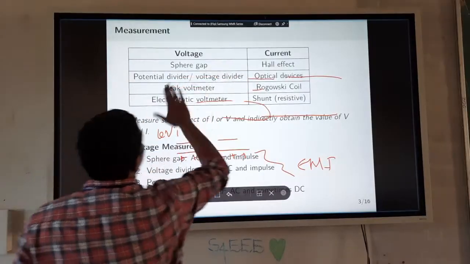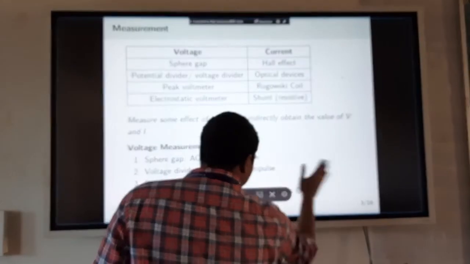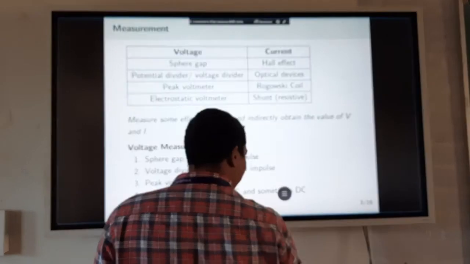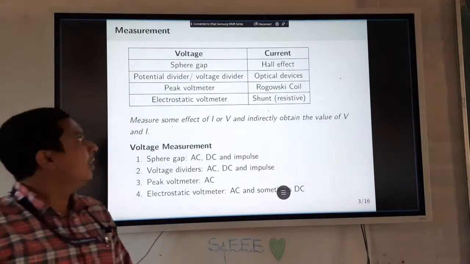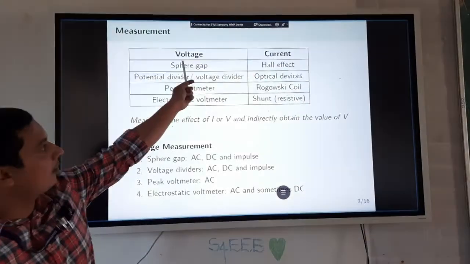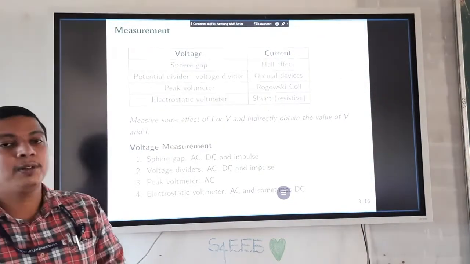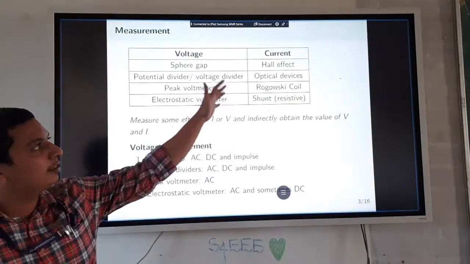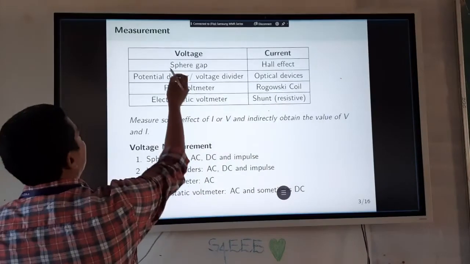Now, what all things are we going to learn when it comes to measurement? We are thinking about voltage and current measurement. That is why I wrote it like this: voltage as well as current. We are going to measure voltage and current, and in this module, you are going to learn these voltage and current measurements in particular. For voltage measurement, there are 4 things.